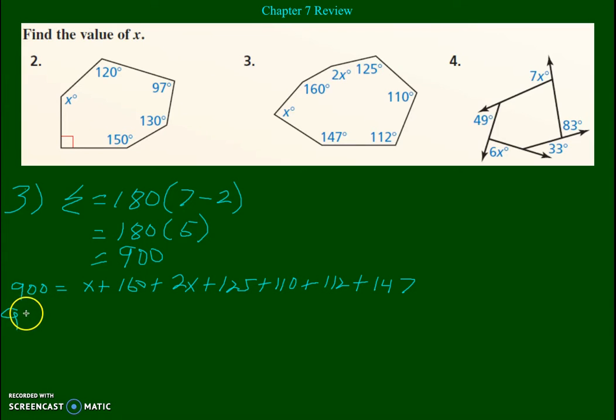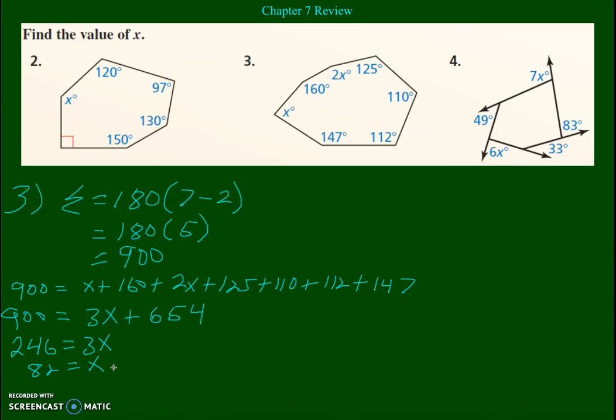So 900 equals x plus 2x is 3x plus this plus this plus this plus this plus this all adds up to 654. Now I'm going to subtract 654 from 900, which is 246, which is 3x, and then we're going to divide by 3. So 82 equals x. Hopefully not particularly difficult, just a little bit time consuming.